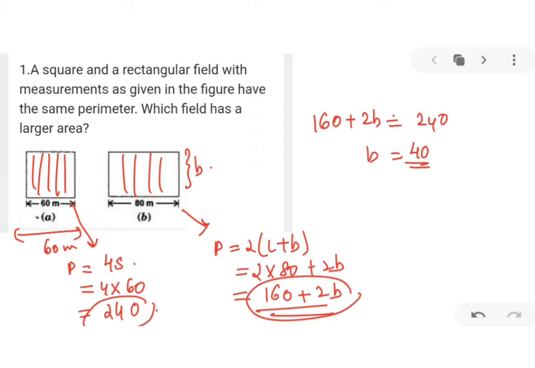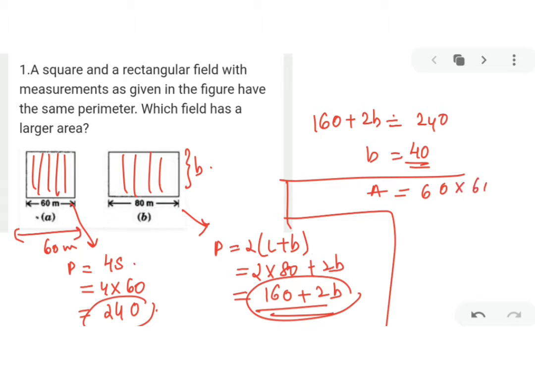Once you got b as 40, you have to find the area of both. Now area of square will be easy because area is side squared, so that will be 60 into 60, that will be 3600 meters square. I'm talking about the area of the square. And now if you want the area of your rectangle, it will be length into breadth, and now you have length and breadth both, that is 80 and 40, so it will be 3200 meters square. Hence the area of the square field is larger than the rectangular field.